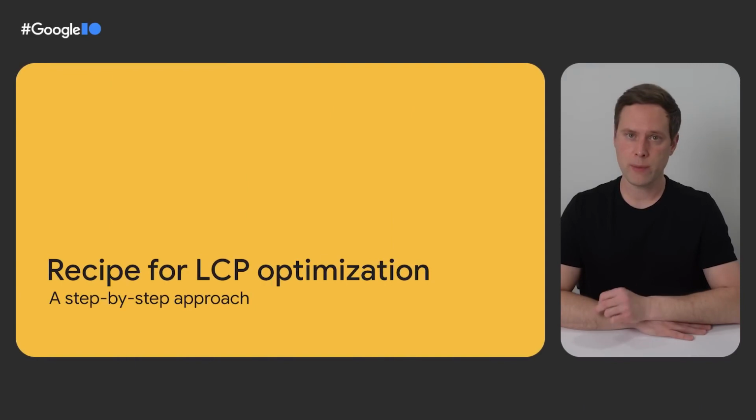So I know I shared a lot of information so far, and I haven't really given any advice yet. So let's do that now. Here is a step-by-step approach, a recipe if you will, for how to optimize LCP on any given page. There are only 4 steps, and I put them in order with the easiest and most high-impact optimizations first.